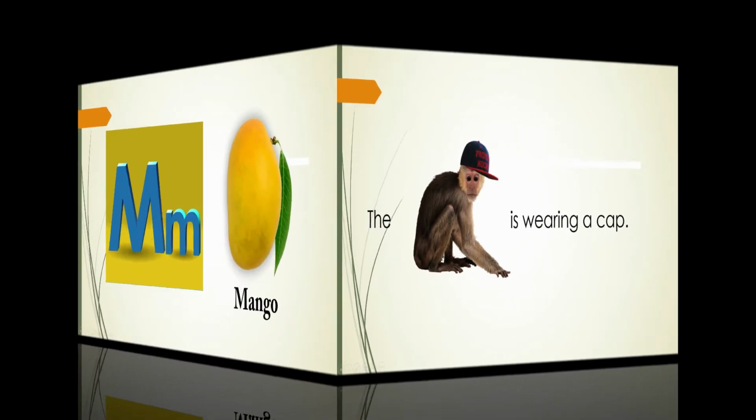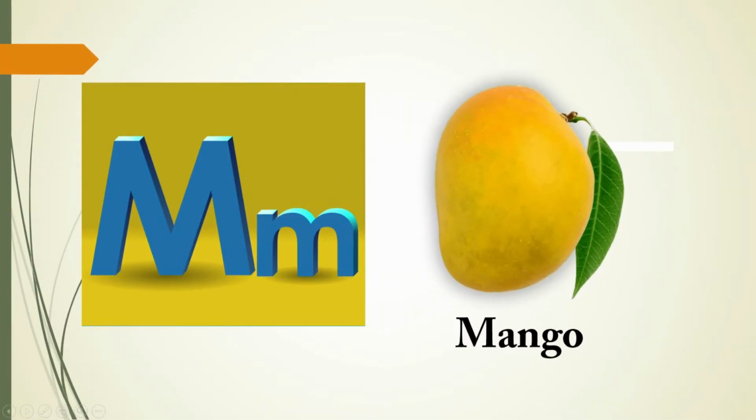Next one. This is a mango. M for mango. M, M, mango. Mango is the national fruit of India. Mangoes grow in summer season. Ripe mangoes are yellow in color, while raw mangoes are green in color, used to make pickles or chutneys.